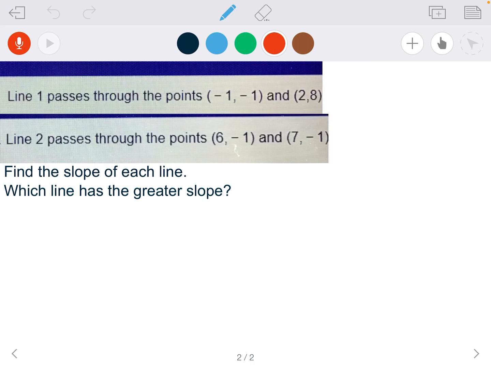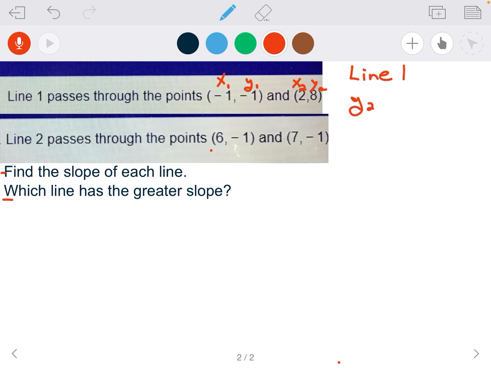So then you get an example like this. Line 1 passes through the points (-1, -1) and (2, 8). Line 2 passes through the points (6, -1) and (7, -1). Find the slope of each line and which line has a greater slope. So again, what did I tell you to do? I said do x1, y1, x2, whoops, that's a y, sorry, y2. And this is for line 1.